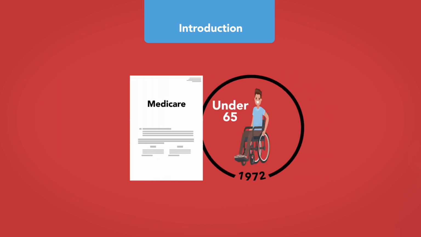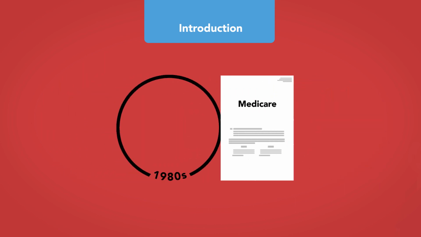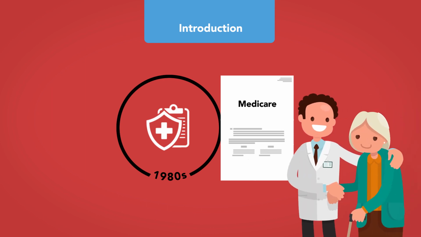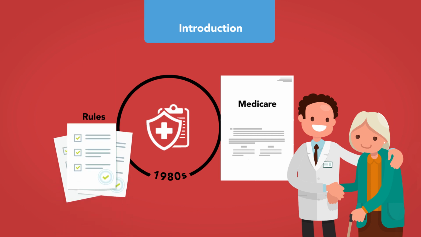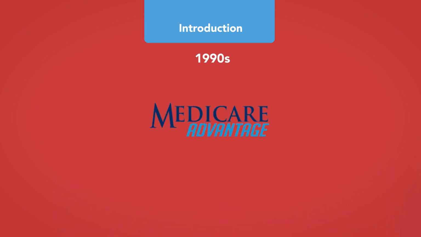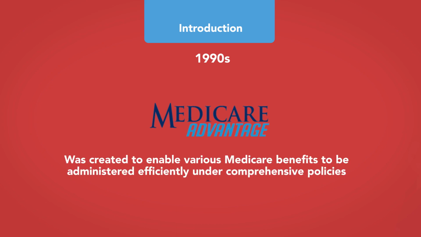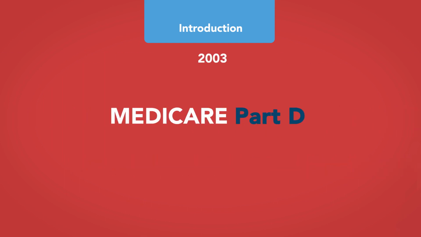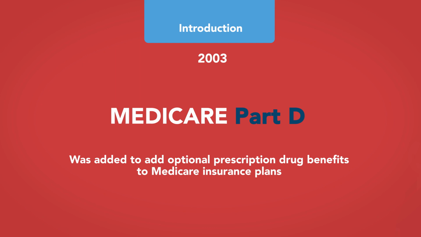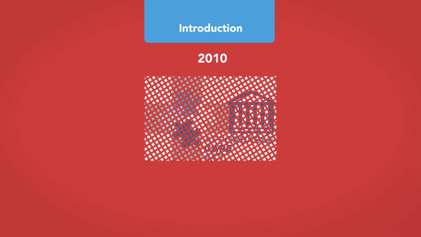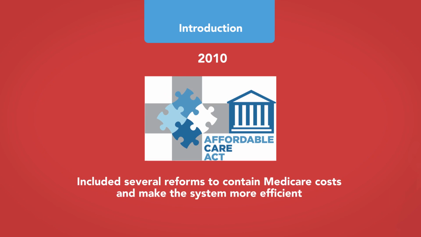In 1972, Medicare was expanded to cover some disabled people under age 65. The 1980s saw the addition of Medicare supplemental insurance under federal oversight, the addition of hospice services to Medicare benefits, and other rules to make Medicare more affordable and comprehensive. In the 1990s, Medicare Advantage was created to enable various Medicare benefits to be administered efficiently under comprehensive policies. In 2003, Medicare Part D was added, to add optional prescription drug benefits to Medicare insurance plans. In 2010, the Affordable Care Act included several reforms to contain Medicare costs and make the system more efficient.